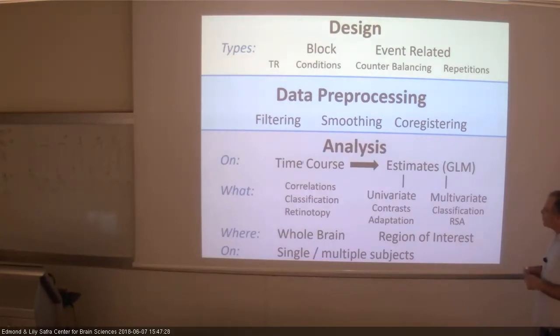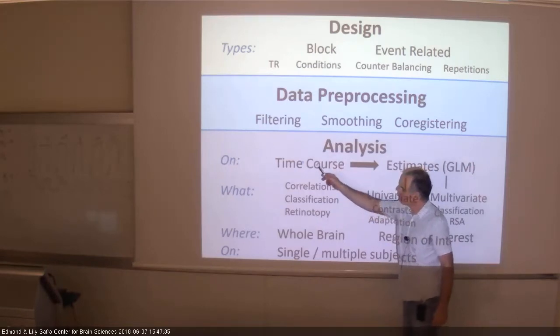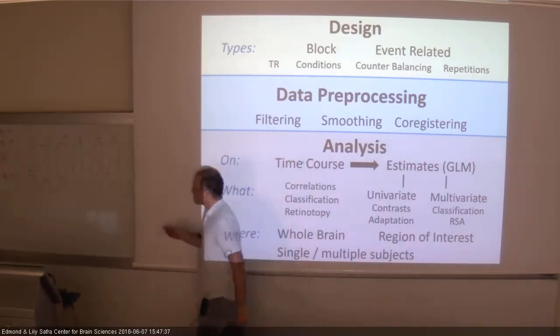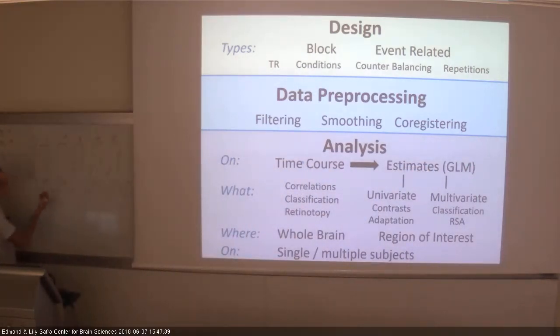So one of the basic decisions you have to make is whether you are working on the raw time course. Raw time course means that you have x, y, z, and t. Each voxel, represented by x, y, and z, has a vector of activation, a timeline of activation, and this is t, time. So you have a big matrix, x, y, z, and t.